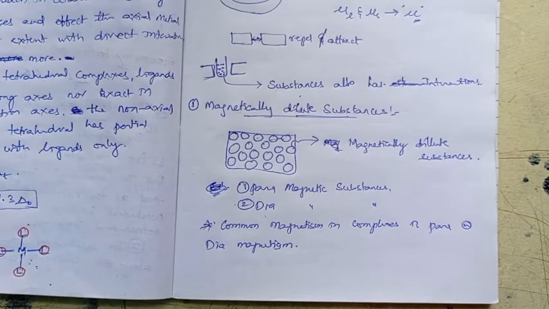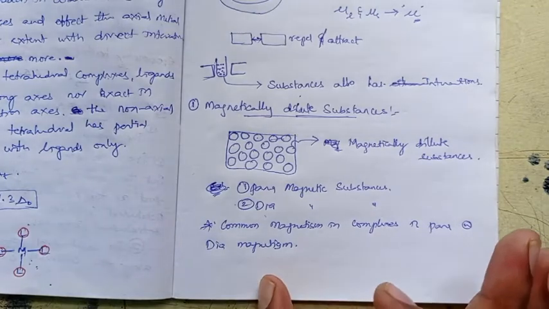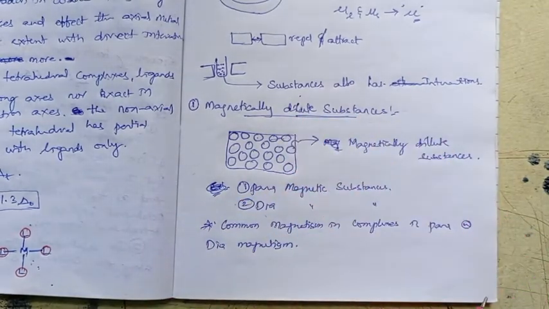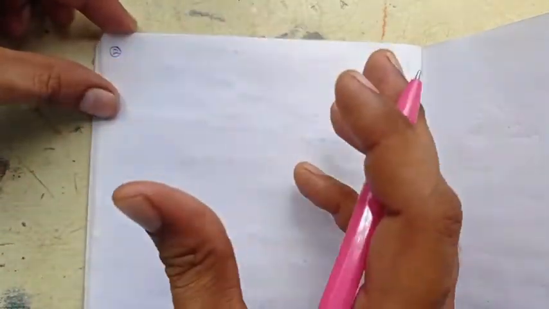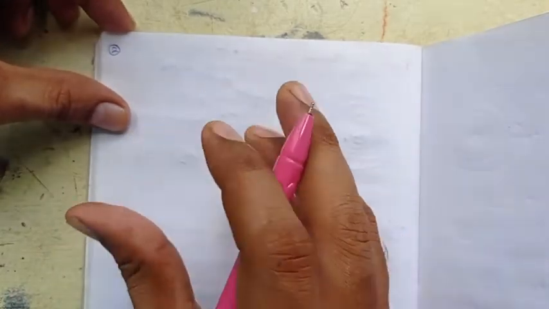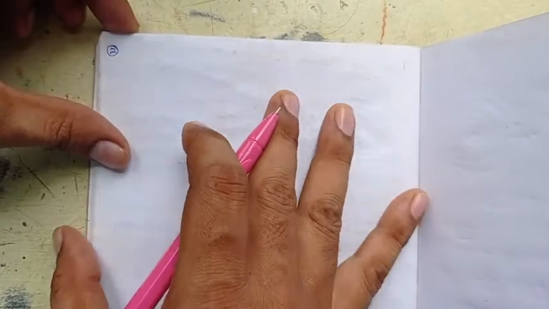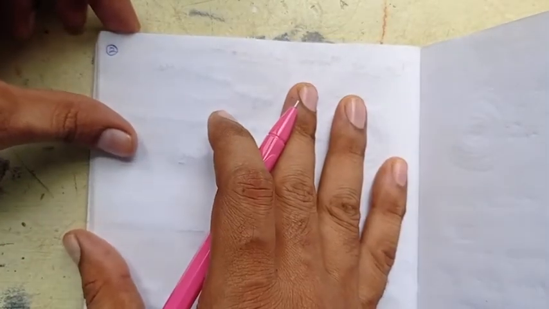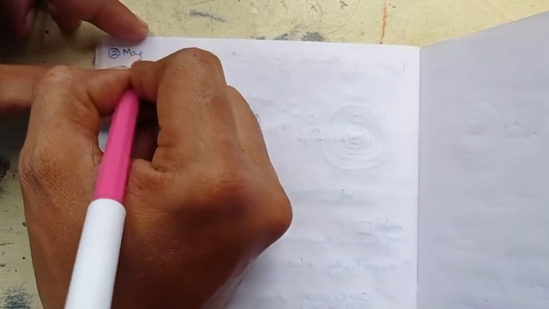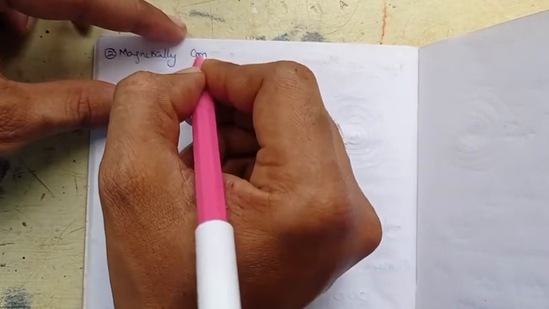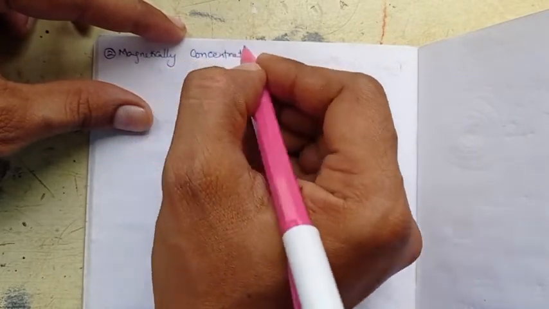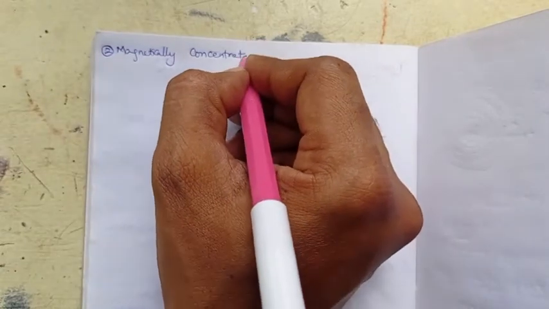The second class of substances are magnetically concentrated, the reverse of the magnetically dilute substances. We said that in magnetically dilute substances the individual magnetic centers are away from one another. Here they will be closer and they can interact with one another. Like that, magnetically concentrated substances.